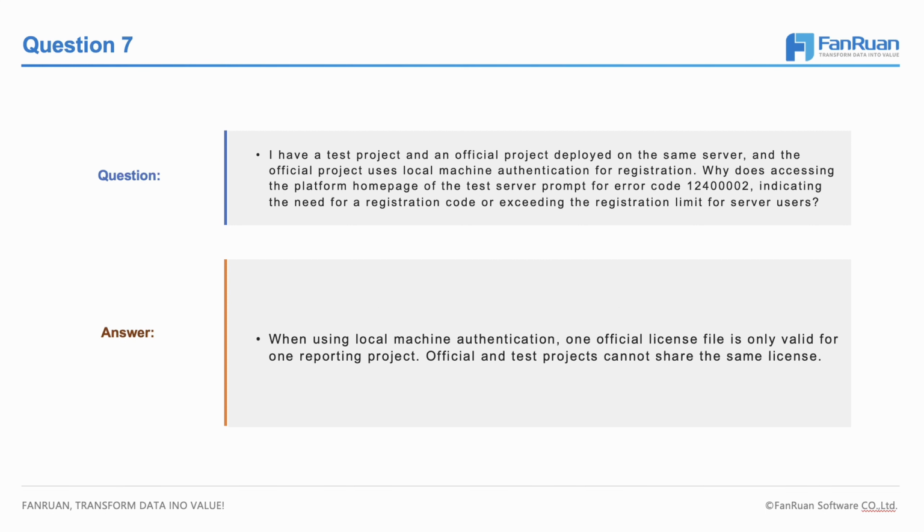Question 7. I have a test project and an official project deployed on the same server, and the official project uses local machine authentication for registration. Why does accessing the platform homepage of the test server prompt error code 124000002, indicating the need for a registration code or exceeding the registration limit for server users? When using local machine authentication, one official license file is only valid for one reporting project. Official and test projects cannot share the same license.